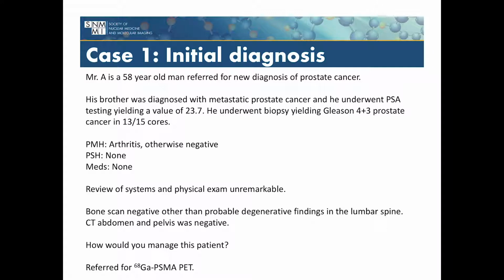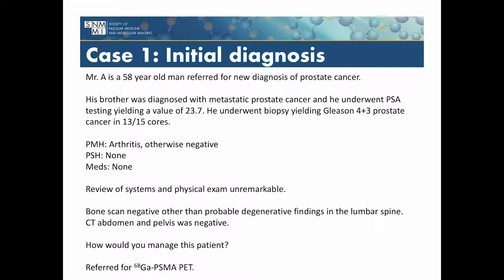So this is a patient with an initial diagnosis of high-risk prostate cancer. And these are all real cases that I pulled from our medical record at UCSF. So this is a 58-year-old man referred for a new diagnosis of prostate cancer. His brother was diagnosed with metastatic prostate cancer. He underwent PSA testing yielding a value of 23.7.